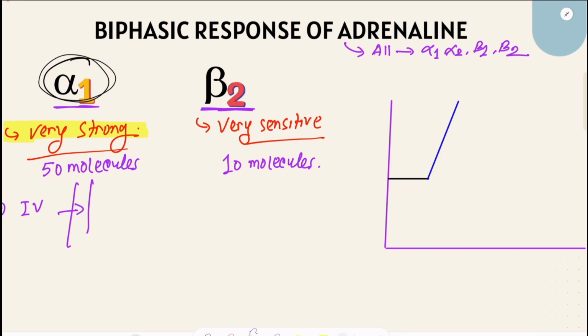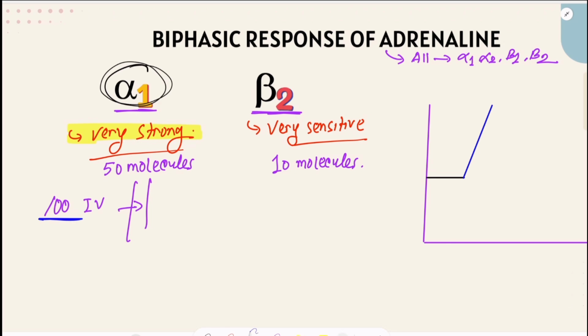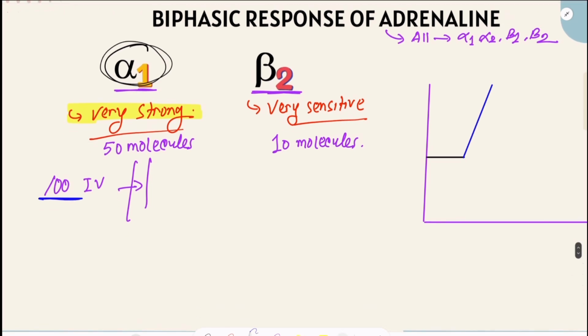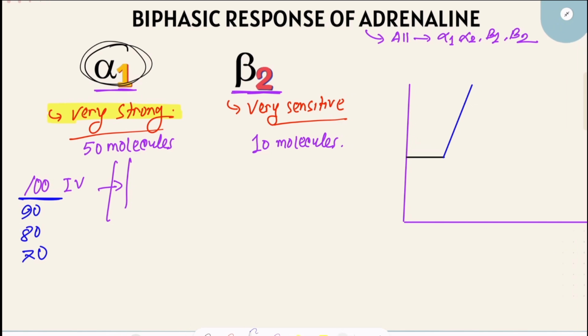But after some time, the increase will stop, because the 100 molecules of adrenaline we have administered will start to be metabolized. By metabolizing, it will go to 90 molecules, then 80, then 70. So as the adrenaline concentration decreases, the blood pressure will start to decrease. And at a point, it will come to 50 molecules. But still, it will stimulate the alpha 1 receptor, because alpha 1 stimulation requires a minimum of 50 molecules of adrenaline.